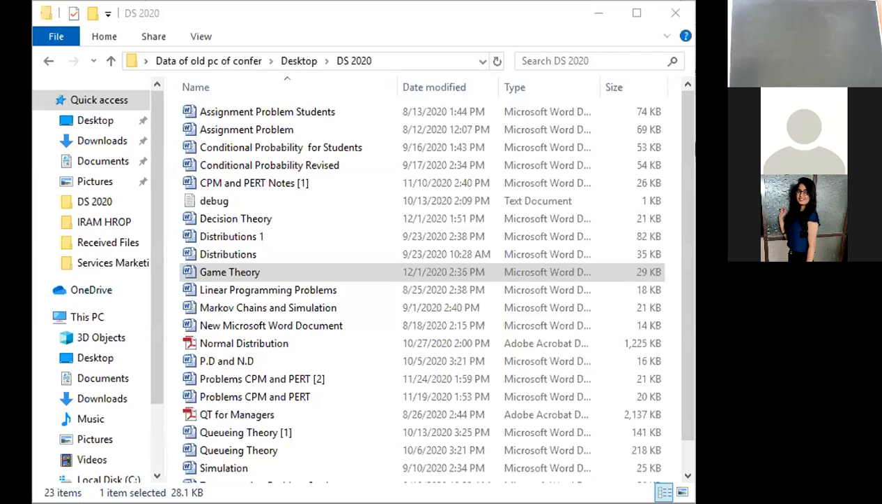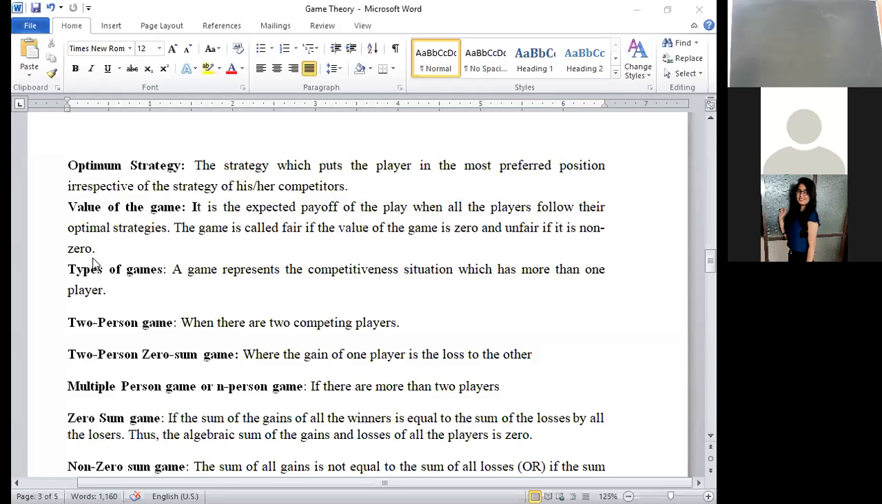Screen is not visible. Ma'am, the screen is visible, but it is showing the DS 2020 folder. Why are you not telling me until now? Again, I will reconnect. Okay, one second. Wait. Right now, is it visible? Yes, ma'am.